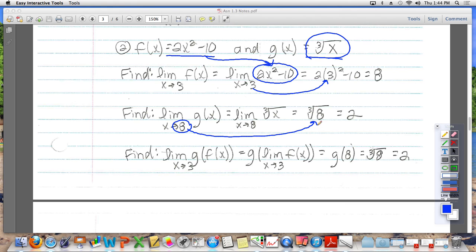So the limit as x approaches 3 of g of f of x is by definition g of the limit of f of x as x approaches 3, which we've already calculated. The limit of f of x as x approaches 3, we figured out was 8. So really what we're doing is finding the value of the function at 8. So g of x was the cubed root of x, which really means you're taking the cubed root of 8.